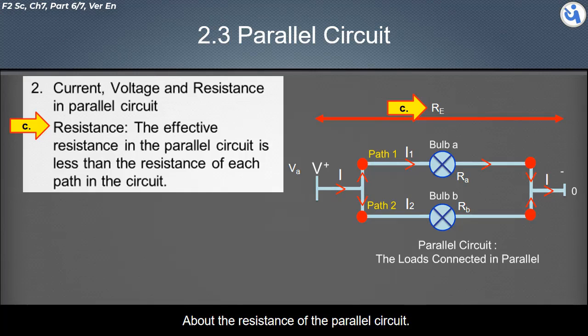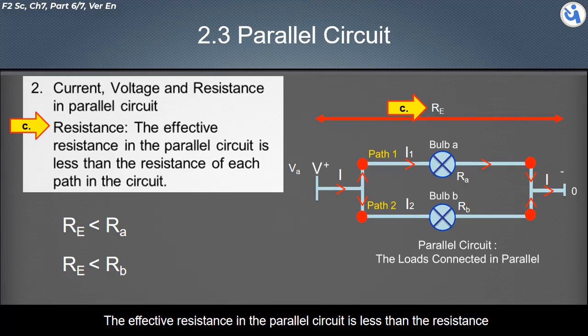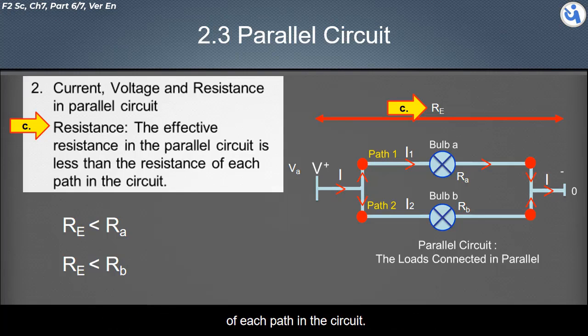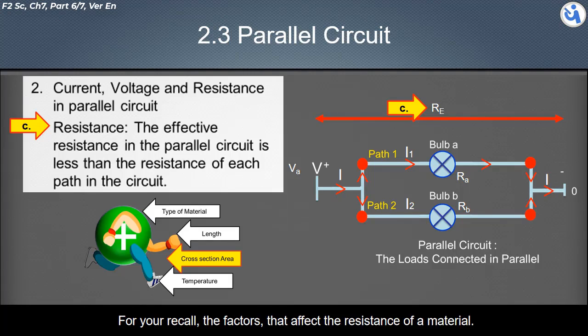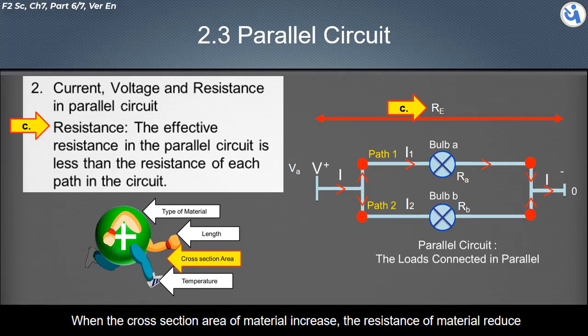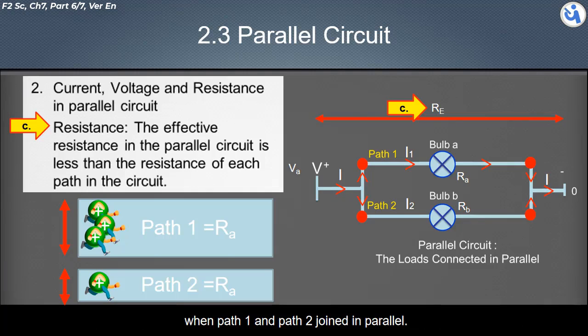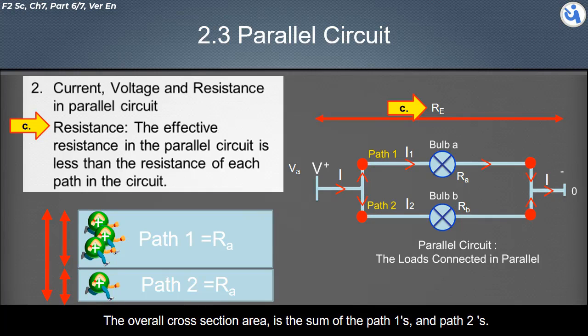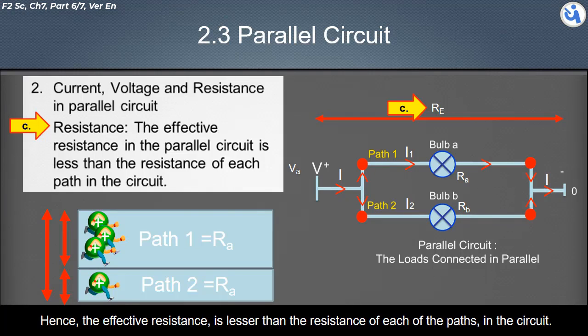About the resistance of the parallel circuit. The effective resistance in the parallel circuit is less than the resistance of each path in the circuit. For your recall, the factors that affect the resistance of a material include the cross-section area of the material. When the cross-section area of a material increases, the resistance of the material reduces. When path 1 and path 2 are joined in parallel, the overall cross-section area is the sum of path 1's and path 2's. Hence, the effective resistance is less than the resistance of each of the paths in the circuit.